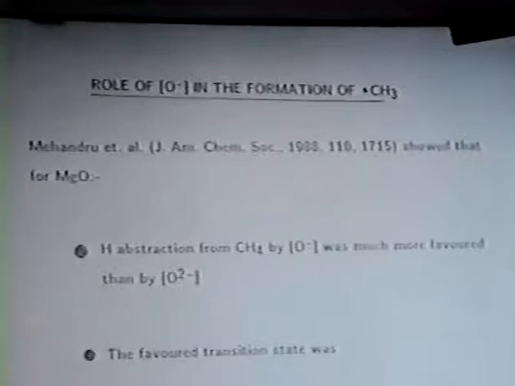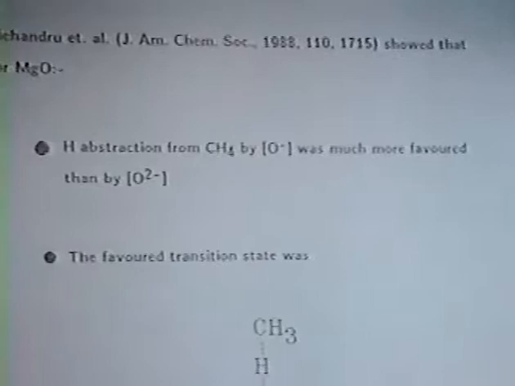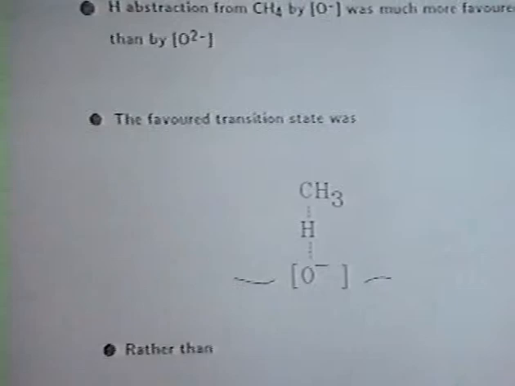Hendrick and Anderson, I guess, just a little while ago, had a paper in JACS where they showed that the abstraction of hydrogen by O minus was much more favoured than by O2 minus. And there is a large body of additional evidence that O minus is a very reactive species towards alkanes. And the O minus can easily form in your catalyst lattice via this exchange reaction. So why not take the simplest explanation?